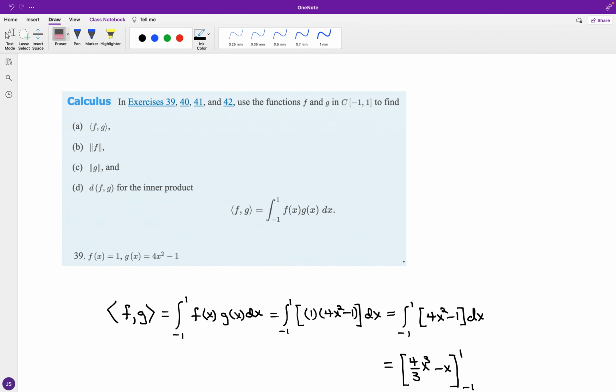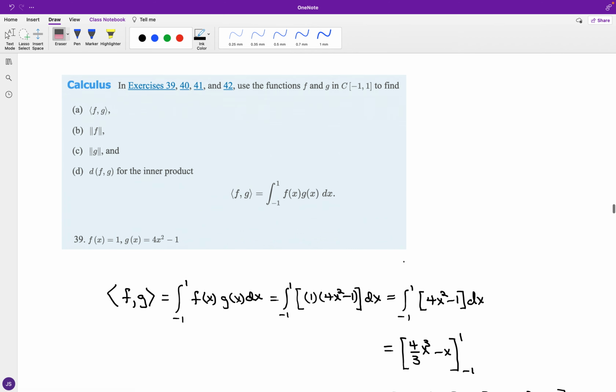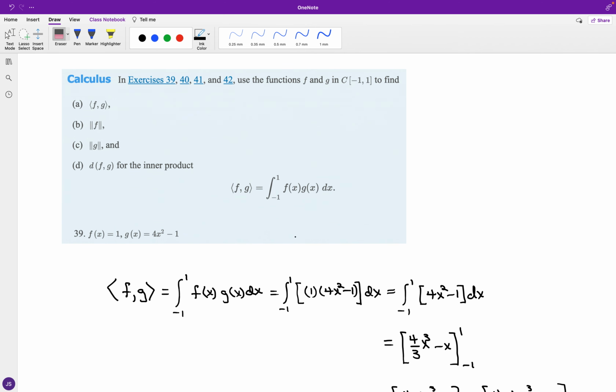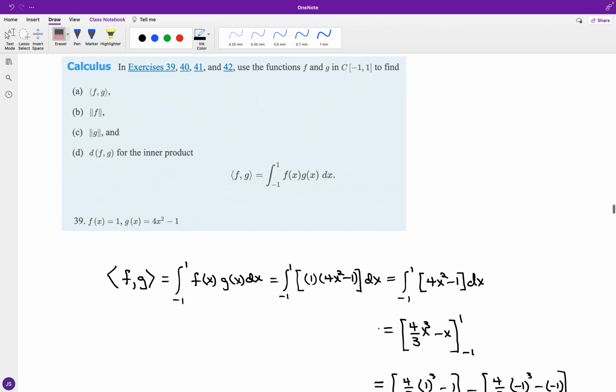And looking at the determination of the inner product of f and g, substituting 1 for f of x and 4x squared minus 1 for g of x, and multiplying together, we're looking at integrating 4x squared minus 1 dx as x goes from negative to positive 1. And the antiderivative of 4x squared minus 1 is going to be 4/3 of x cubed minus x.